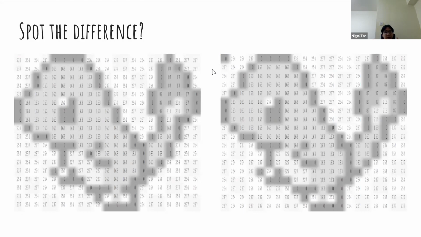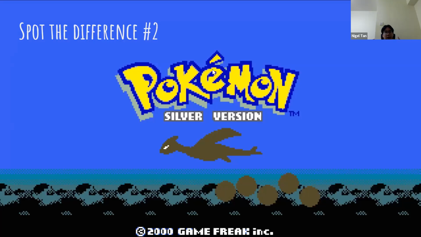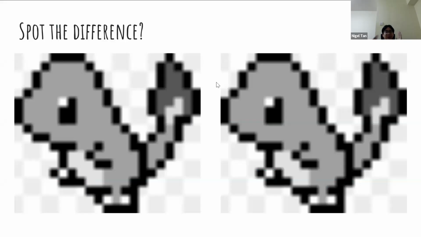So pretty easy, right? Now let's take a look at spot the difference level 2. All right, so this one is considerably harder, I would think. So maybe you guys can take like 15 seconds to try and see which pixel has changed. If anyone has any idea, you can just type in the chat. I will see if anyone got it.